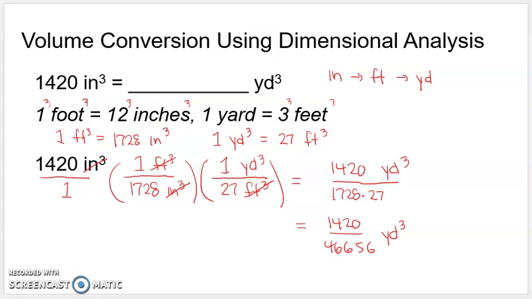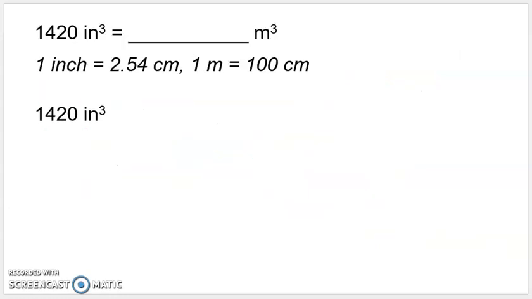And that is equal to, let me get my calculator going, 1,420 divided by 46,656. That is equal to 0.03, we'll go to 4 decimal places, 0.0304 yards cubed. One last conversion, and this is again a volume conversion because they are inches cubed.